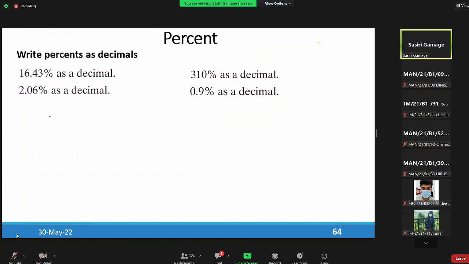Okay, here we have 16.43% as a decimal. Can you try? It is 16.43 divided by 100. When we convert this percent value to a fraction, we divide by 100. Then to make it a decimal, we move another 2 decimal places in the numerator. Then this is equal to what? 0.1643. This is the answer.